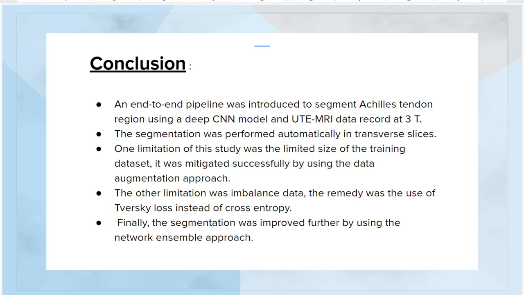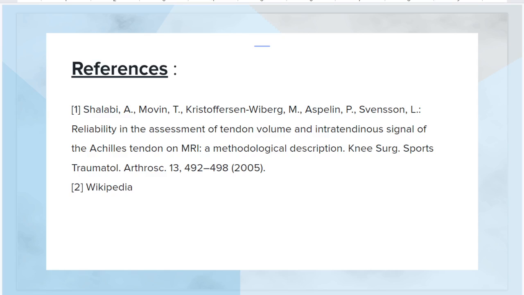One limitation of this study was the limited size of the training dataset, which was mitigated successfully by using the data augmentation approach. The other limitation was imbalanced data. The remedy was the use of Tversky loss instead of cross entropy. Finally, the segmentation was improved further by using the network ensemble approach. Further study is planned to improve the accuracy and performance of the automatic segmentation by performing post-processing on the segmentation output of the deep CNN.